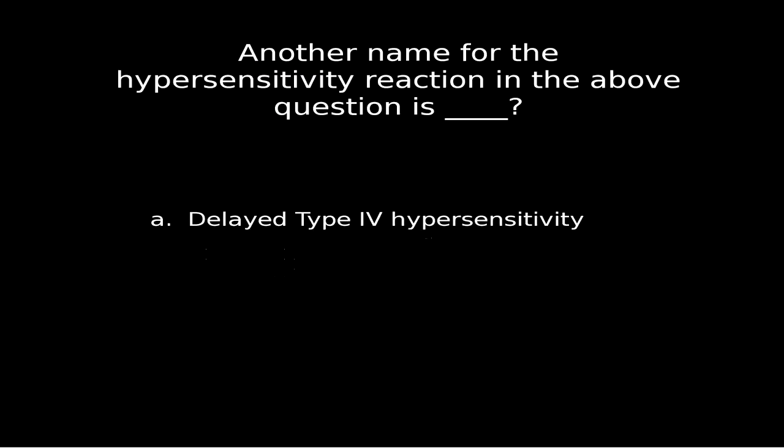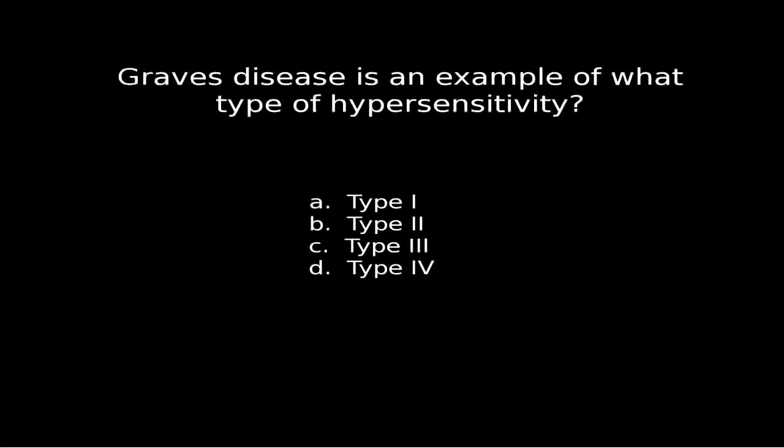And the answer is A, delayed type 4 hypersensitivity. Delayed because it takes a few days for the T cells to get their act together and mount the appropriate response. Number 5 is Graves' disease is an example of what type of hypersensitivity, and we talked about that. That's a type 2 hypersensitivity, which is the answer is B.